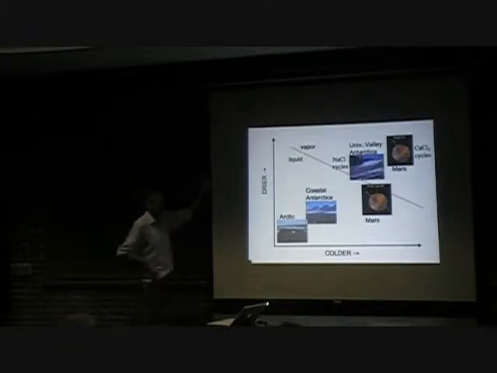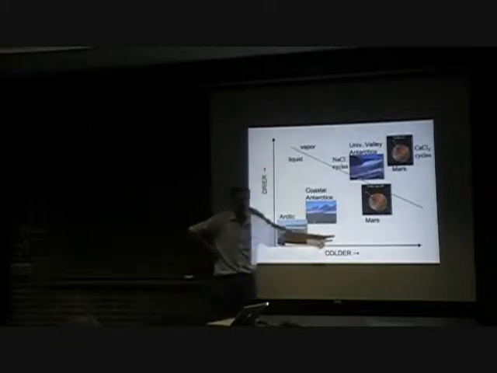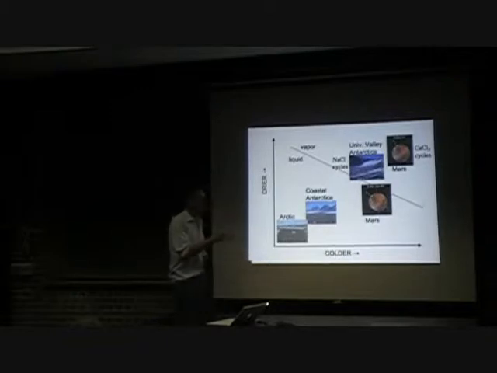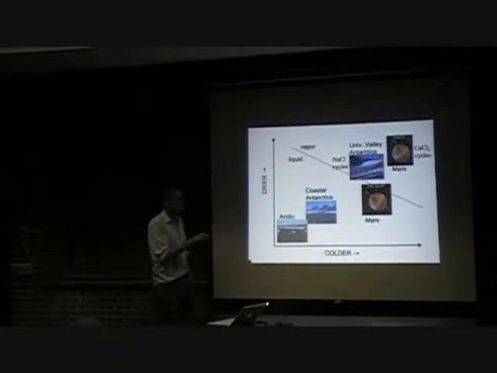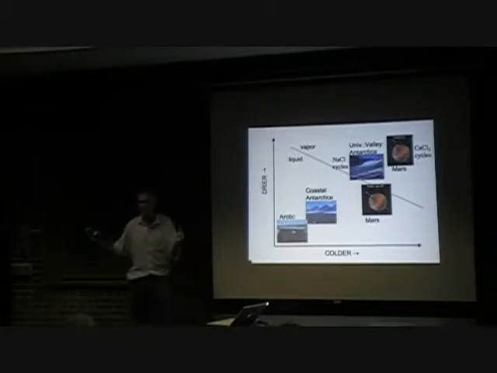So this is a diagram that I used to think about that, where I have drier on one axis and colder on the other. And up here in the extreme corner, cold and dry, is Mars today. It's colder and drier than anything we have on Earth.